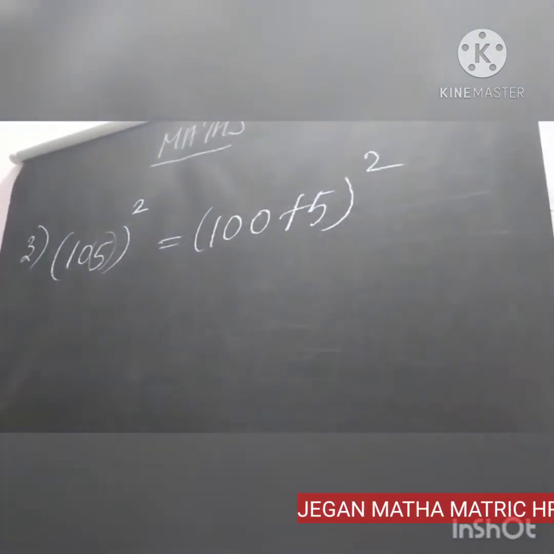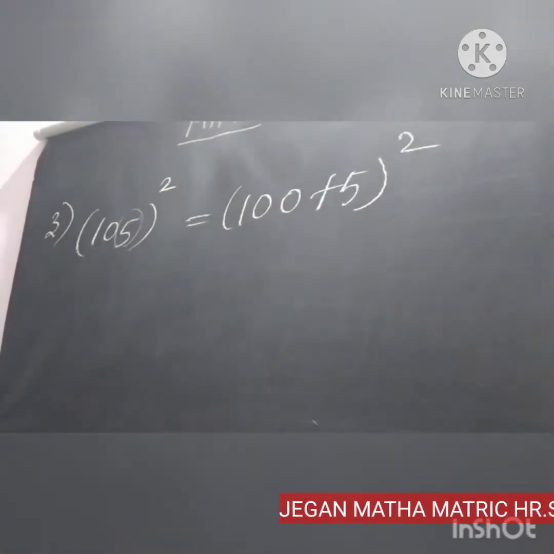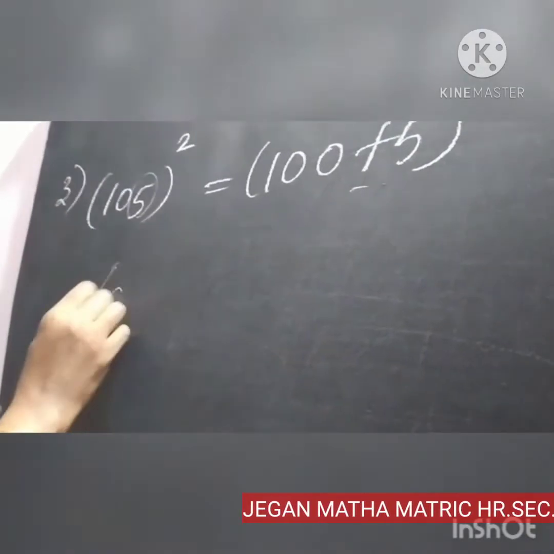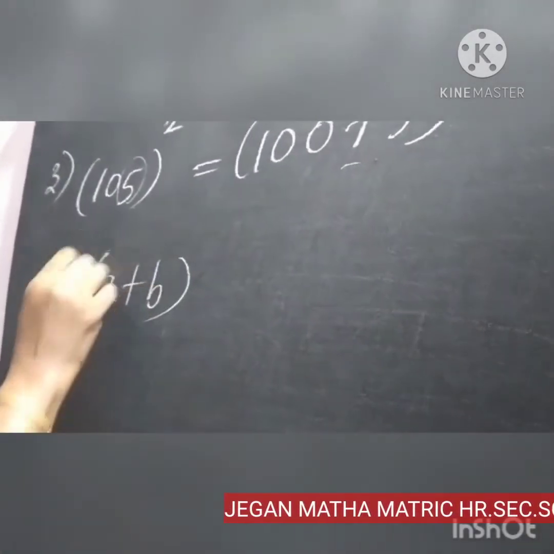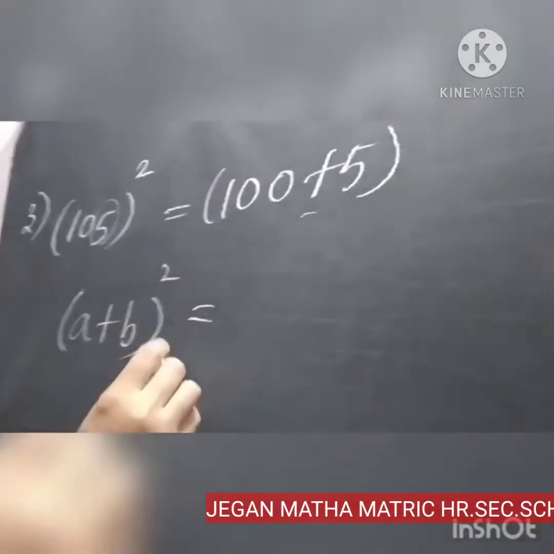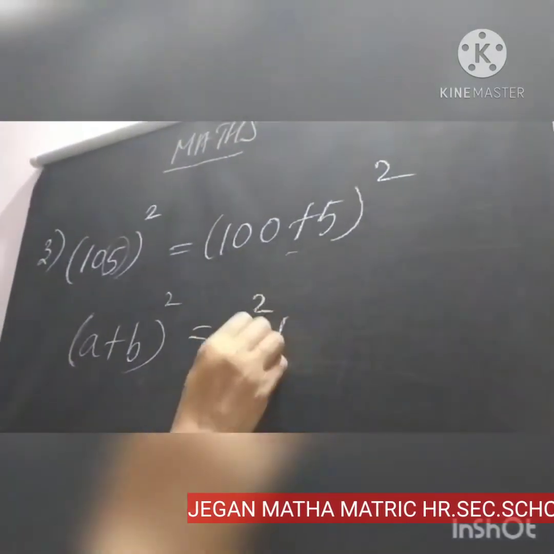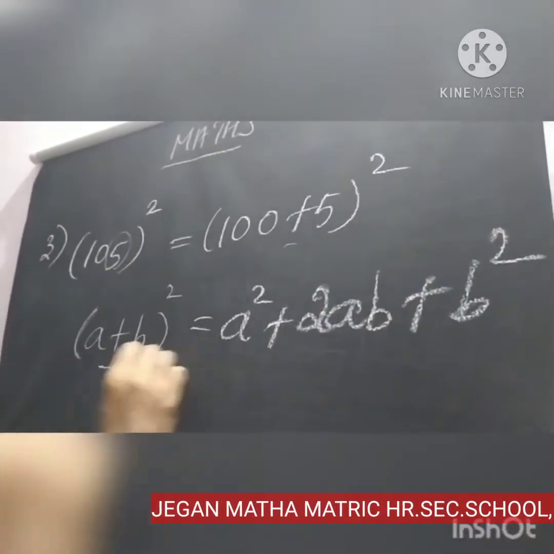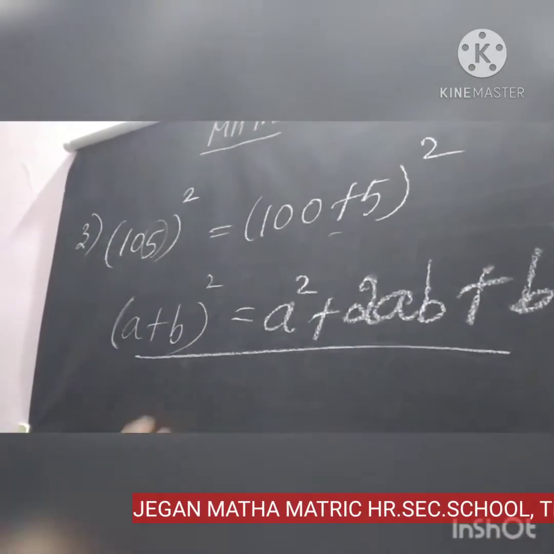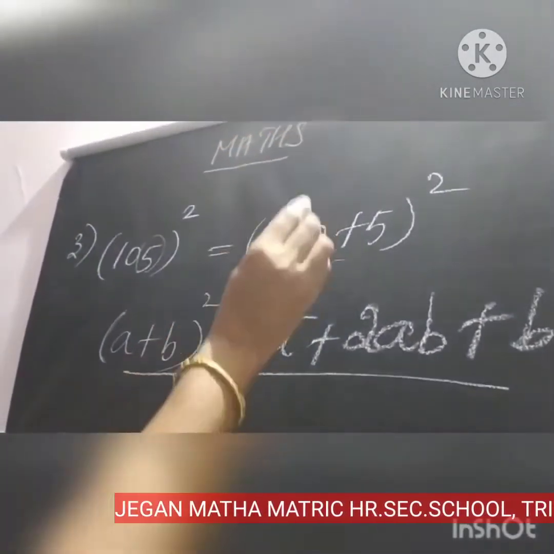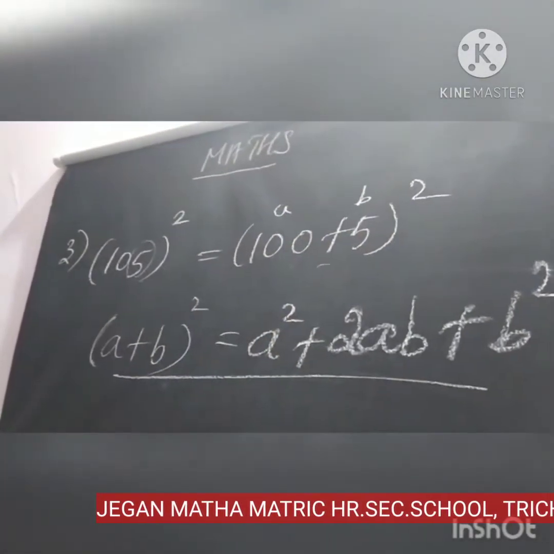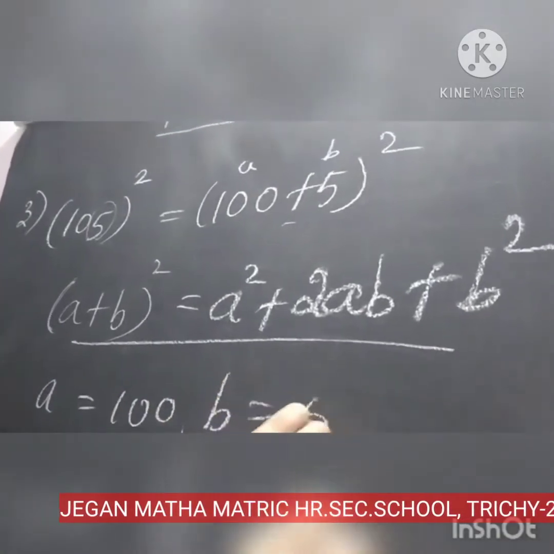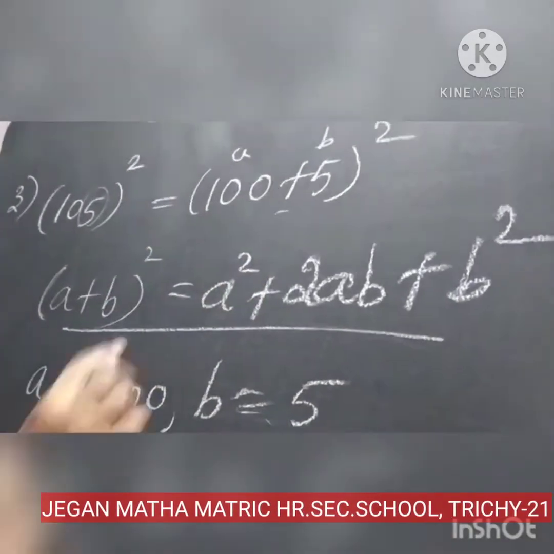So here this one is 100 plus 5, in between the sign is plus, so you can use the first identity. The first one is a plus b the whole square. So you have to write the formula, a squared plus 2ab plus b squared. Here the plus sign is there. So instead of a, 100, instead of b, 5. So a value is 100 and b value is 5. You can apply the values in this formula.